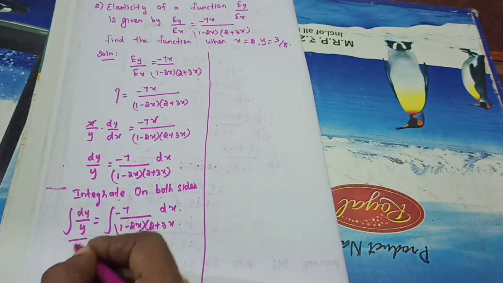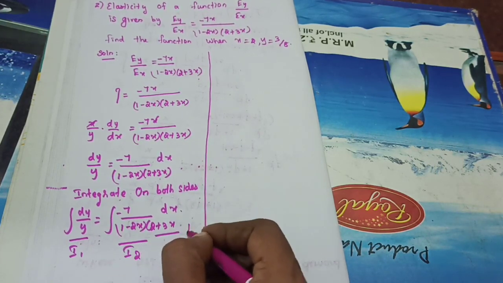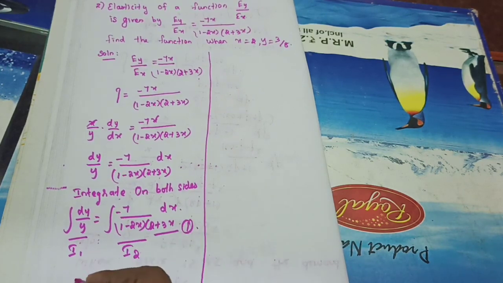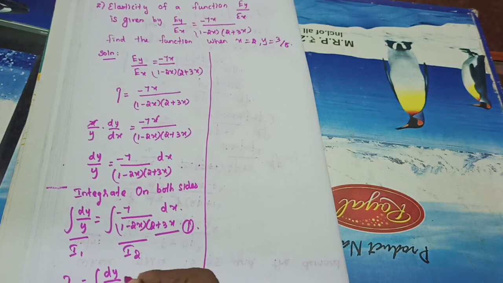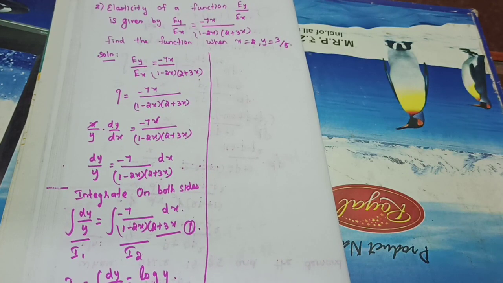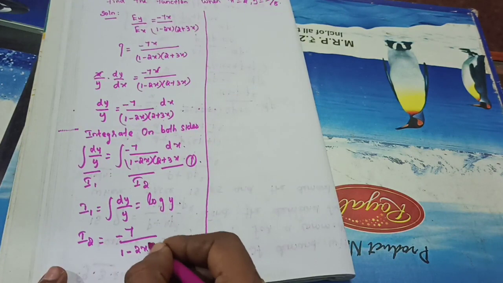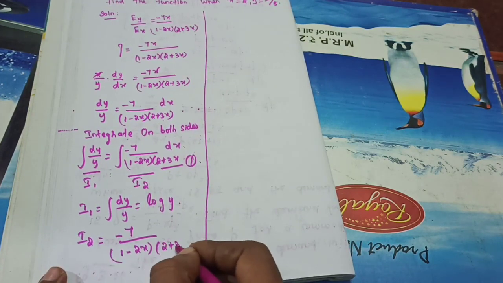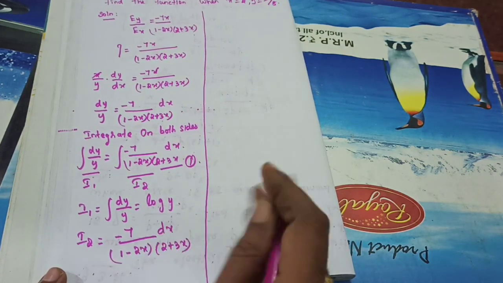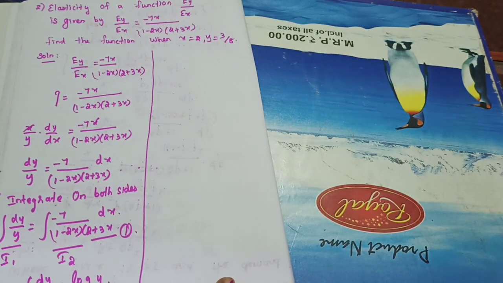So you can consider this as I1 and this as I2. Take this as equation number 1. Understand? So here for I1, what's the integration? dy by y equal to log y. Correct? Okay. For I2, minus 7 divided by (1 minus 2x) into (2 plus 3x), you can't integrate it directly. For that you need to find by using partial fractions.